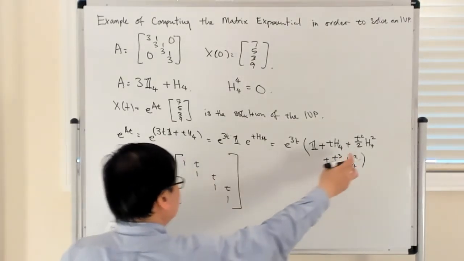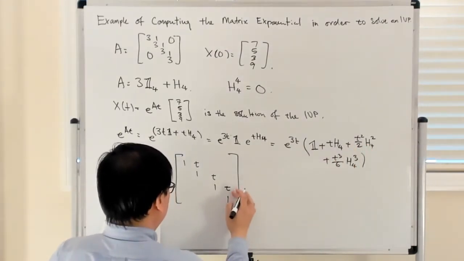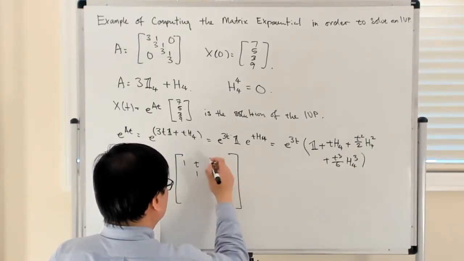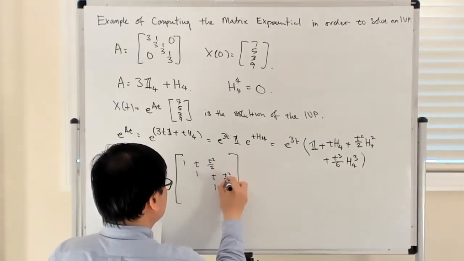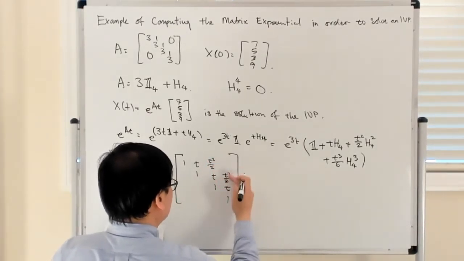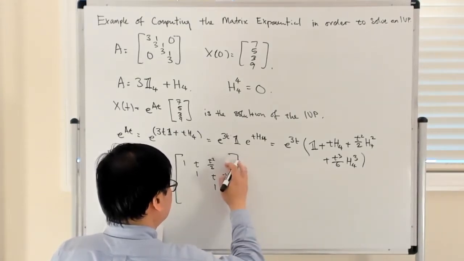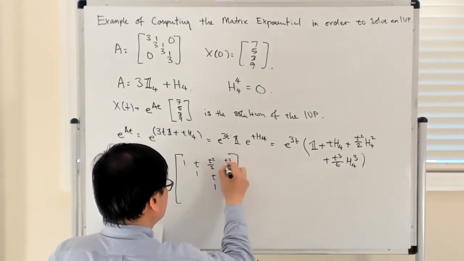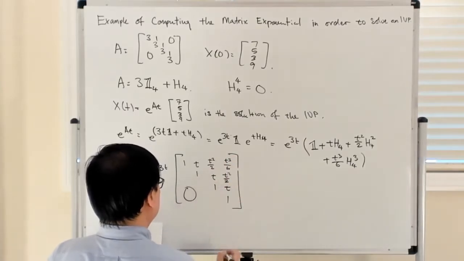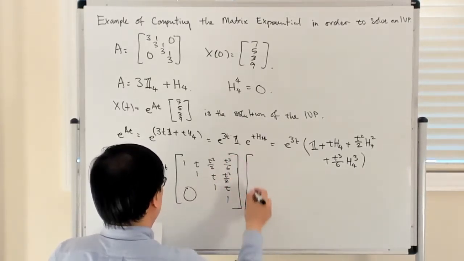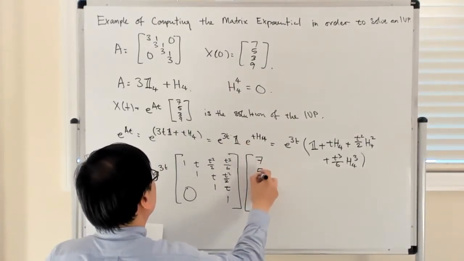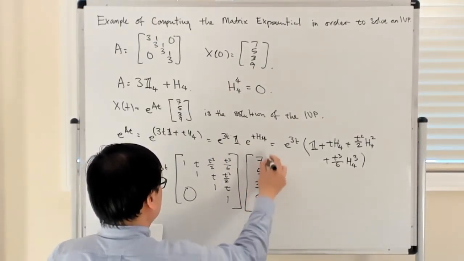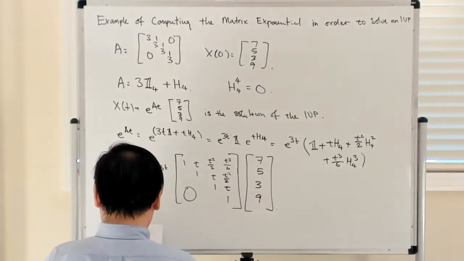Then you know that H4 squared shifts up by 1 diagonal. So this is the t squared over 2 terms. And then the last one again shifts up 1 more, which is the final one here. So this is t cubed over 6, and then the rest of them are 0. And this is multiplied into the initial data, which is 7, 5, 3, and 9. Okay, so that's the solution.